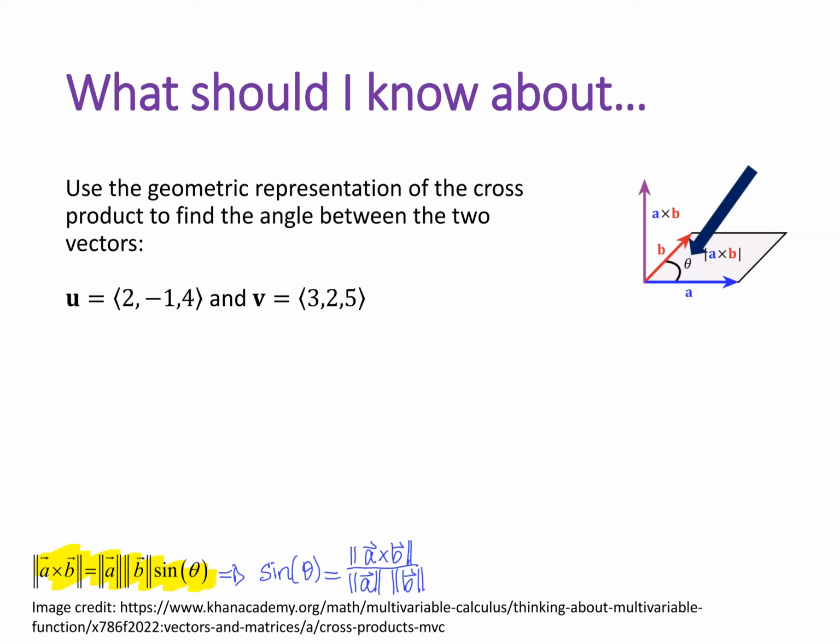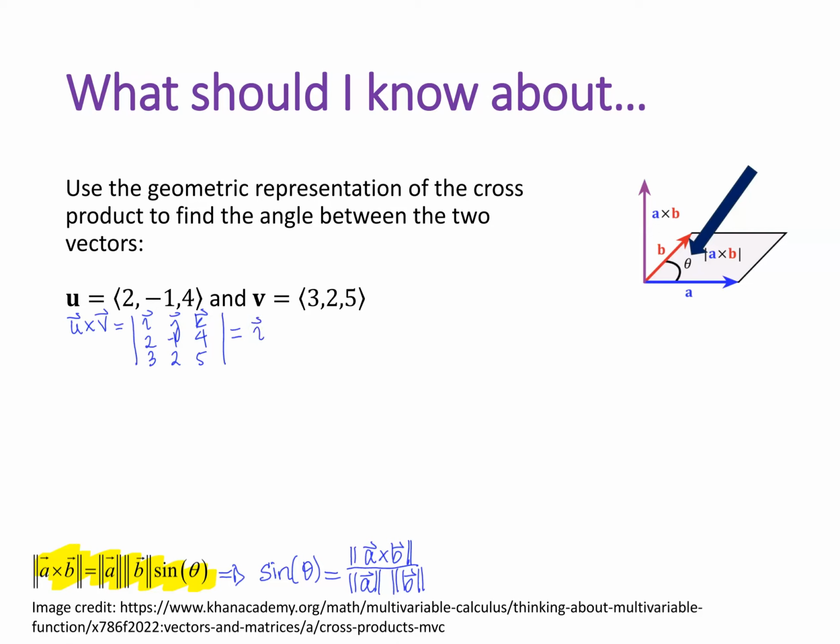So we'll go ahead and start by finding this numerator. We need the cross product of the two vectors and then the magnitude of that. So let's go ahead and do vector u cross vector v. It's going to be the determinant. We'll have unit vectors i, j, and k, vector u on the second row, vector v on the third row. And now we'll go ahead and expand the determinant.